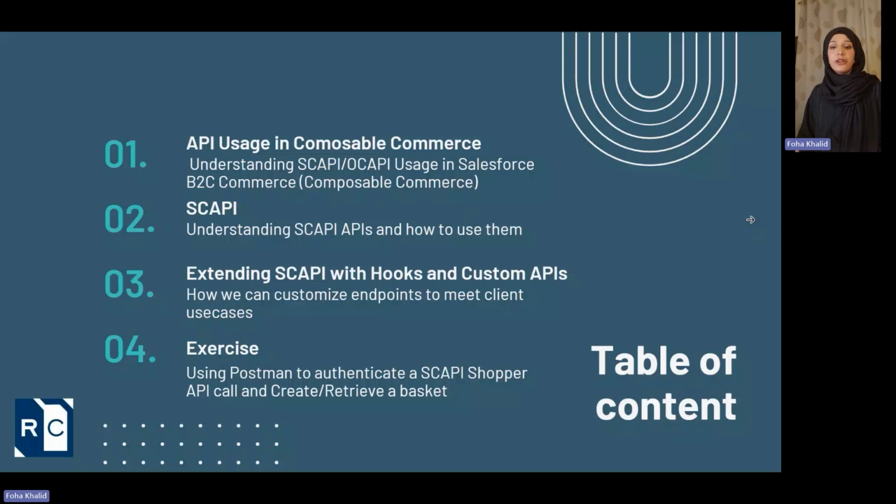So the first thing that we're going to discuss is what APIs are used in Composable Commerce. The second is delving into SCAPI. So we're going to discuss the difference between OCAPI and SCAPI APIs. We're going to discuss what SCAPI is, how to use it. Then we're going to discuss how to add customizations and extend SCAPI with hooks and custom APIs. And finally, we're going to have a small exercise where we can demonstrate what we've learned today and basically put it to test.